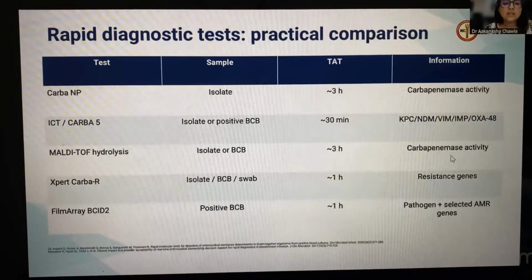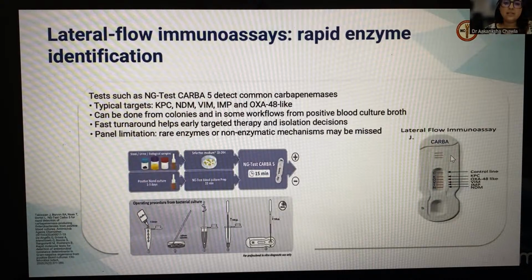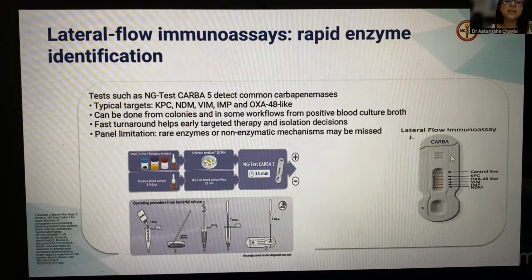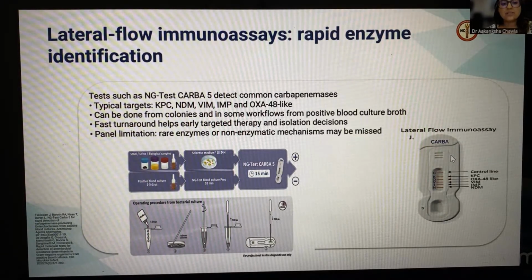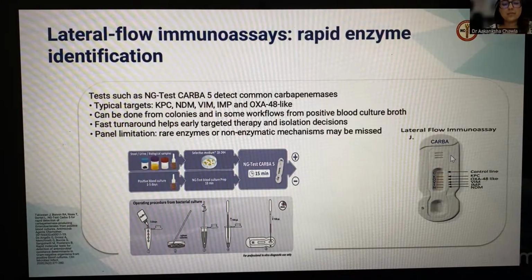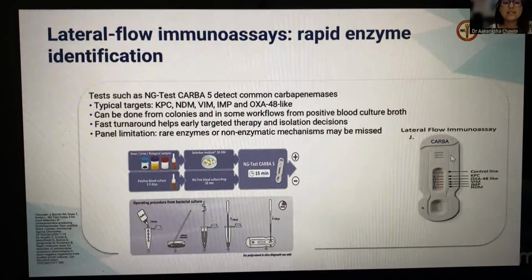Then we have the CARBA-5, which is based on the lateral flow immunoassay. And what would this detect? Like I told you, the previous ones that we just talked about would detect carbapenemase activity. Now, the targets detected by tests like the CARBA-5 are your KPC, NDM, VIM, IMP, and OXA-48. The advantage of this is the faster turnaround time. It helps you to start early targeted therapy.